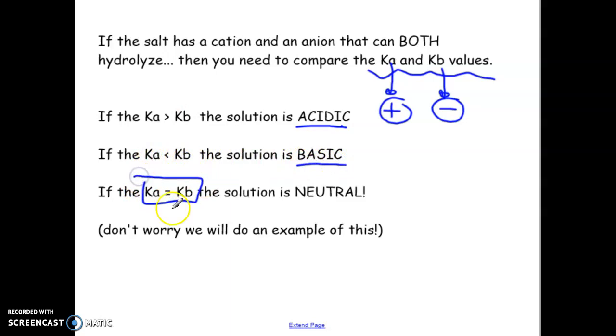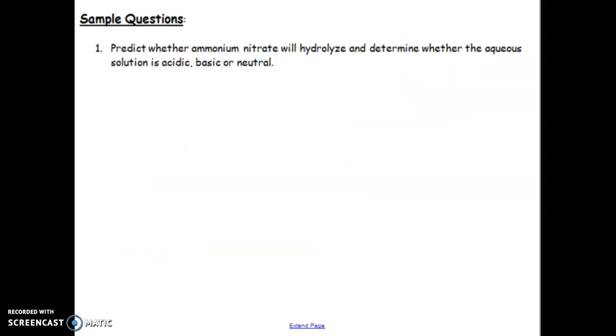And if they are relatively close to each other, meaning the concentrations are about the same, then you're going to have a neutral solution. So we will do an example of comparing Ka and Kb values so you can see how this would work. Okay, so let's look at our first example.